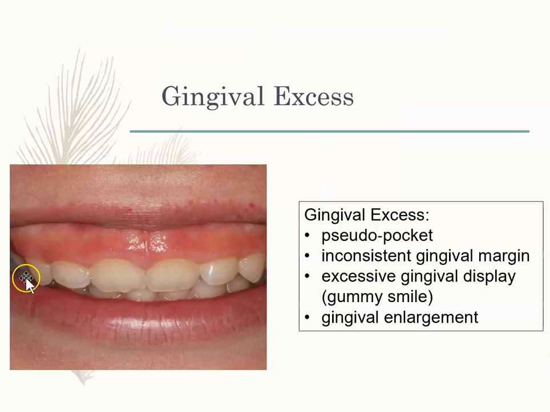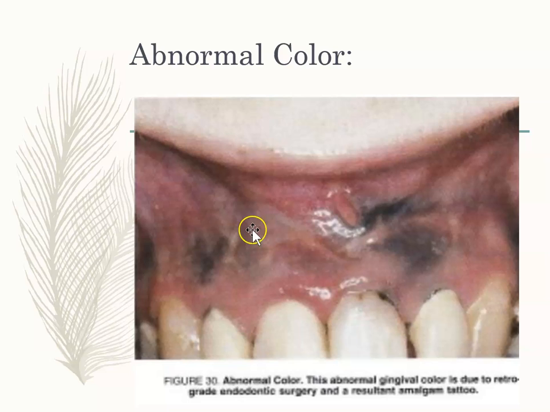If you have excess gum, so a gummy smile, that can fall under mucogingival deformity because it is not normal to have excess gums. And abnormal color, so if someone has this, again, that falls under mucogingival deformity. This one is due to an amalgam tattoo, and they did some endosurgery that caused this type of abnormal color.